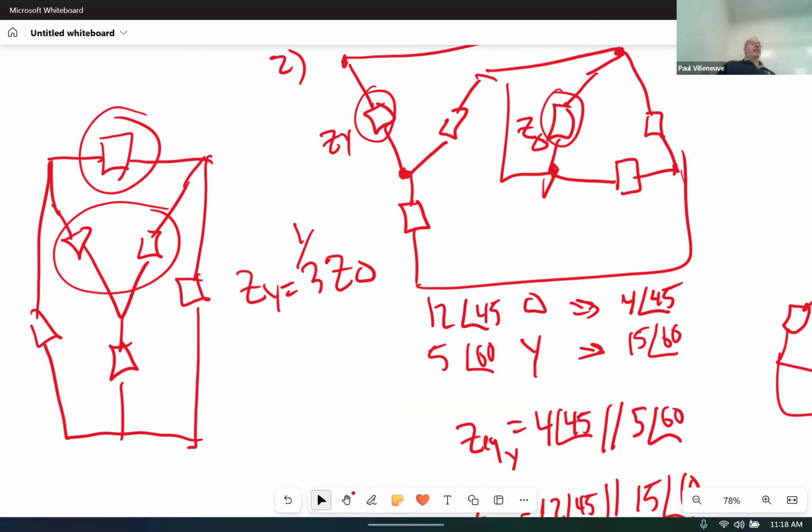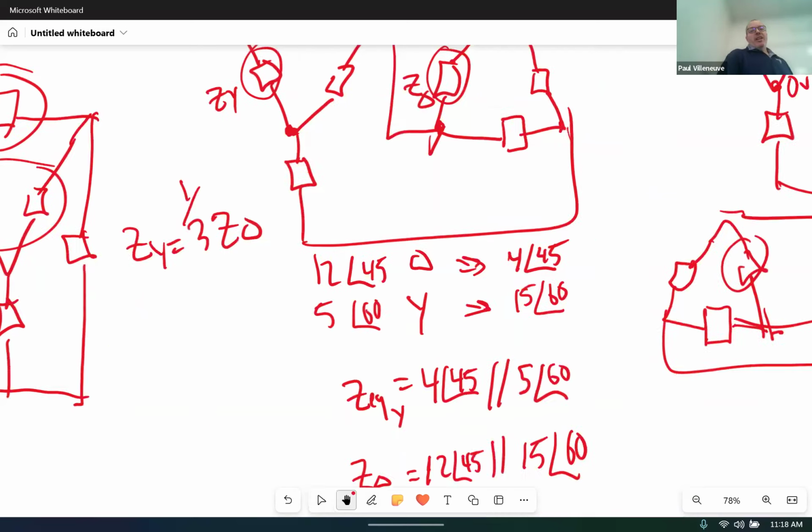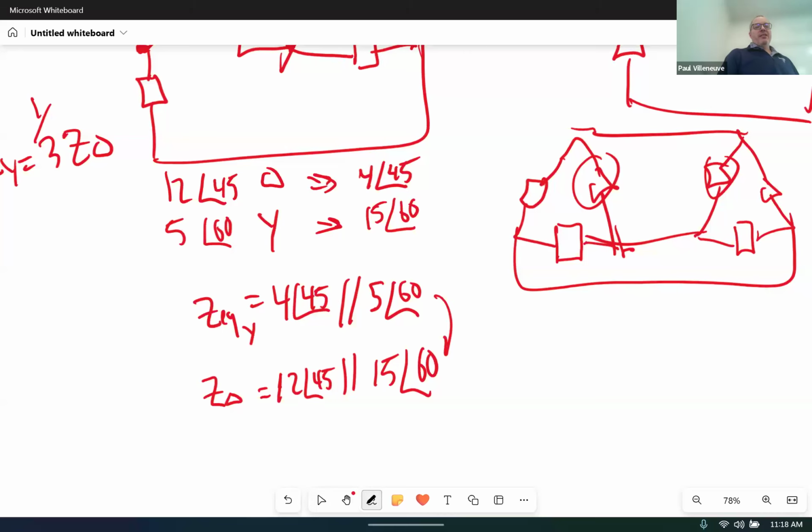Had you divided it by 3 or multiplied by 3, depending which way you go, you would have got the same answer. And you can check that here. If you do these calculations, if you multiply or divide by 3, you'll get the same result.